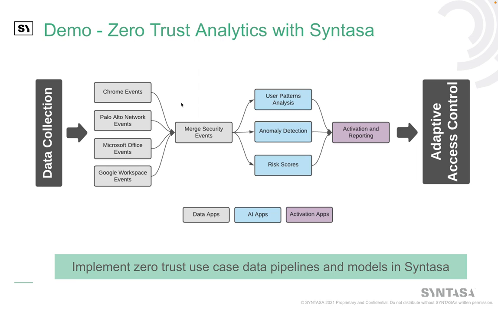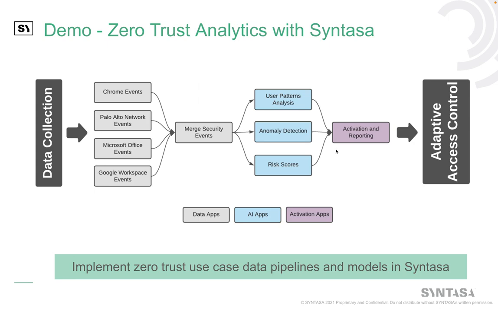So all the data is merged, and then once the data is merged, it's possible to apply the different AI apps for detecting user patterns, journey analytics, if you will, or pattern of life analysis, as some people call it, doing anomaly detections and creating risk scores. And then the outcome of these models can be used for activation back to the policy engine, as we showed earlier, or just for reporting.